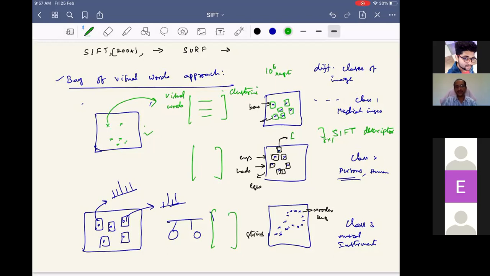From there we construct a new histogram, say for visual word 1 to visual word 100. What is the frequency of these visual words in a given document or image? If V1 to V2 are more frequent, it may belong to class 1. If V2 to V3 are more frequent, it may belong to class 2, and so on. That we know a priori, because we know which visual words have come from which class. I hope this is clear.